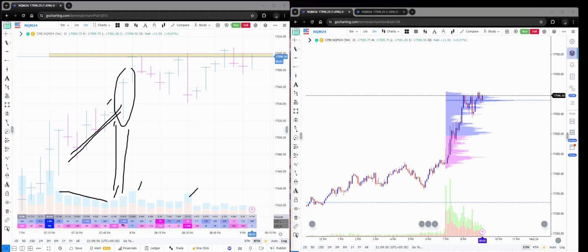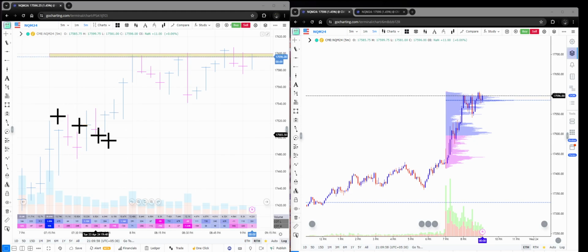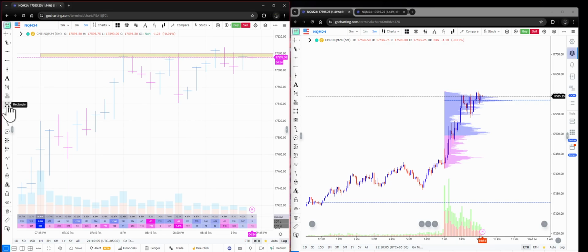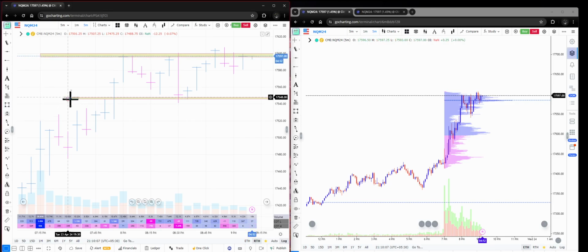Now the interesting part is when we are building a context, so this is the part where it broke out from. Okay, so what I generally like to do is mark these zones. Okay, so this is the point where it broke out from and I saw a good amount of buying come in. So I mark this point.